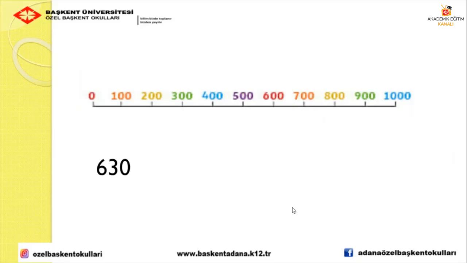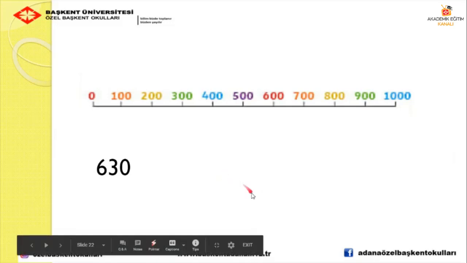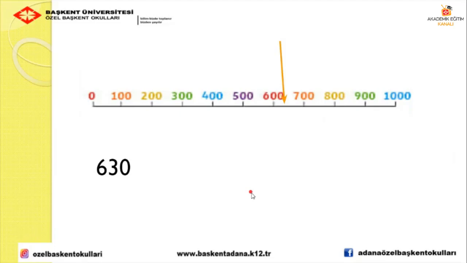Let's try now with hundreds. 630. 630 would be placed here on the number line. So which 100 is nearer? You're right. 600 is nearer. So 630 will round down to 600.